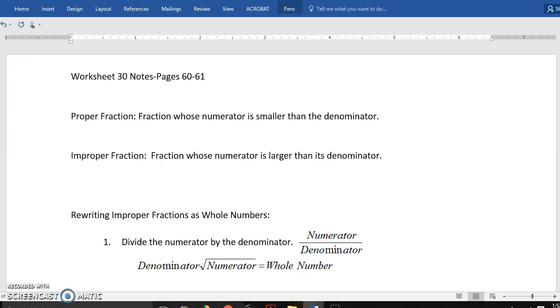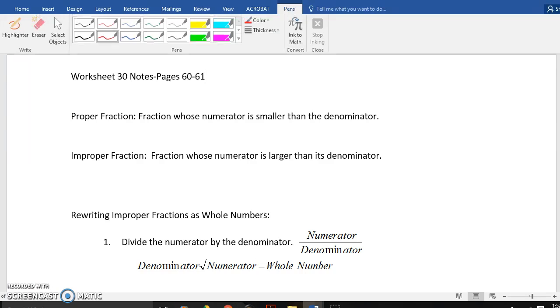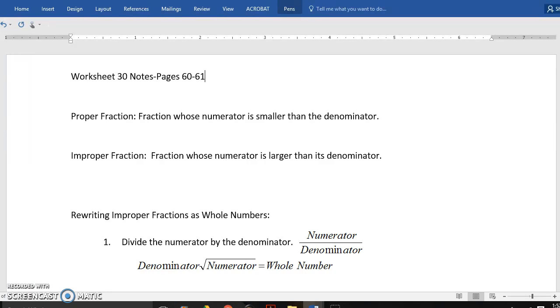A proper fraction is a fraction whose numerator is smaller than the denominator. Some examples of this would be 3/5, 4/5, or 2/3. Anytime the numerator is smaller than the denominator, that is called a proper fraction.